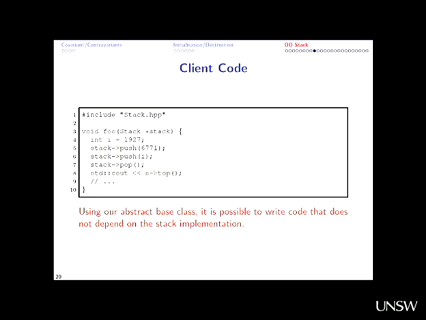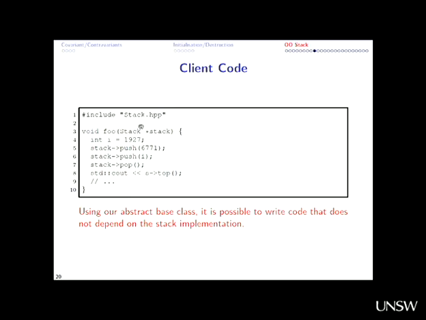So here is some client code which basically takes in a stack, okay, so a pointer to a stack. Even though we can't instantiate a stack object by itself, we can still instantiate a pointer to a stack object, because a pointer and a stack object are two different things. We cannot create a version of something that's completely abstract, but we can create a pointer to something that is abstract.